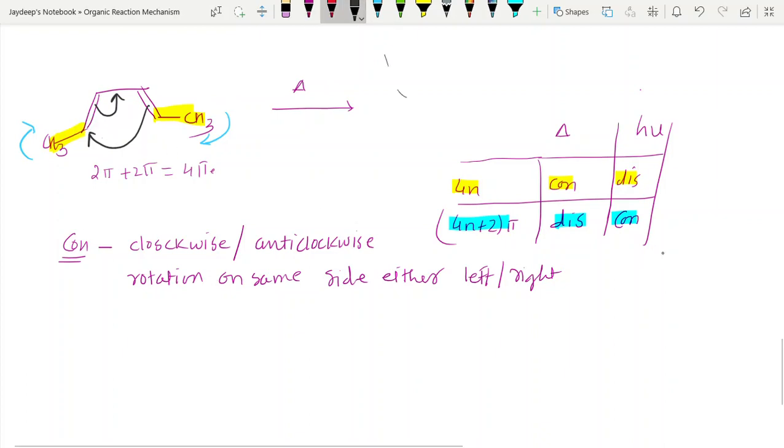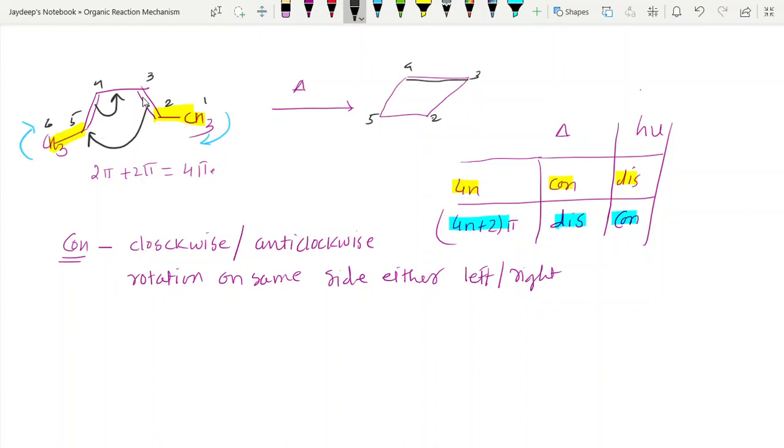Here I am going to write down a four member cyclic ring that is going to be formed. The numbering should be there. This is 2, 3, 4 and 5, because one is there, 1, 2, 3, 4, 5 and 6. So between 5 and 2 the bond is formed. The 4,5 bond is migrated to the 3,4 position.